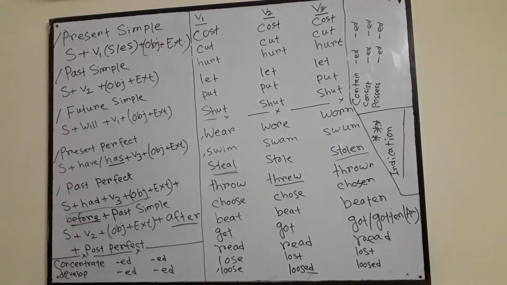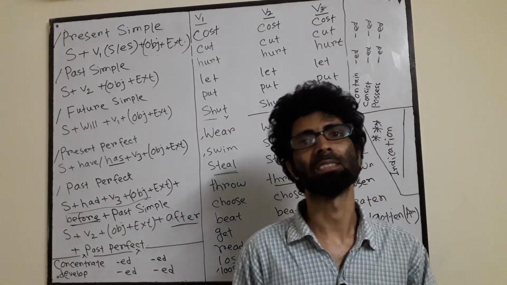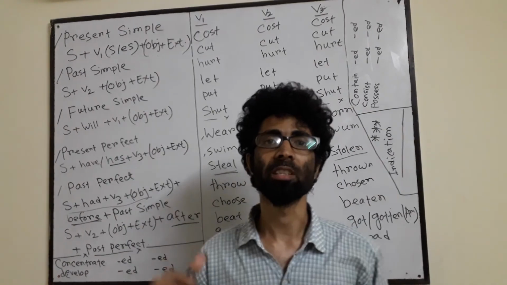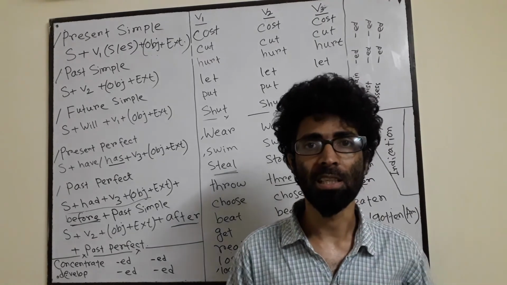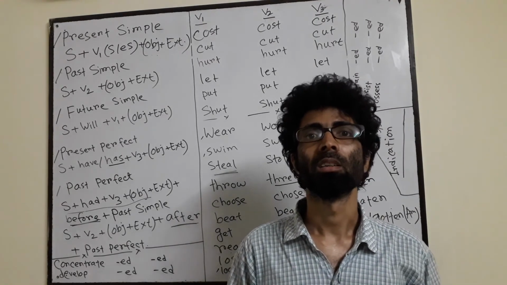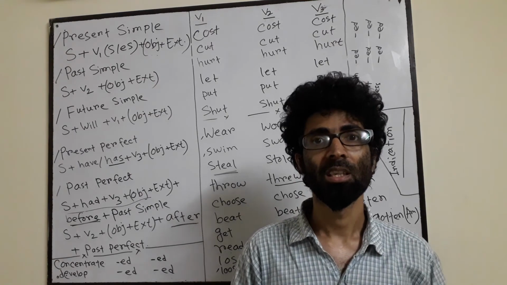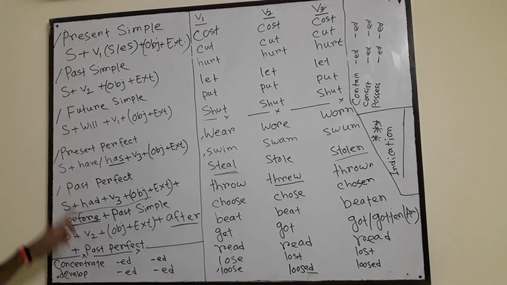Then present perfect tense: when something has happened recently but still there is a result. How can we recognize them? When we see the use of recently, already, just now, yet, not yet, ever, etc.